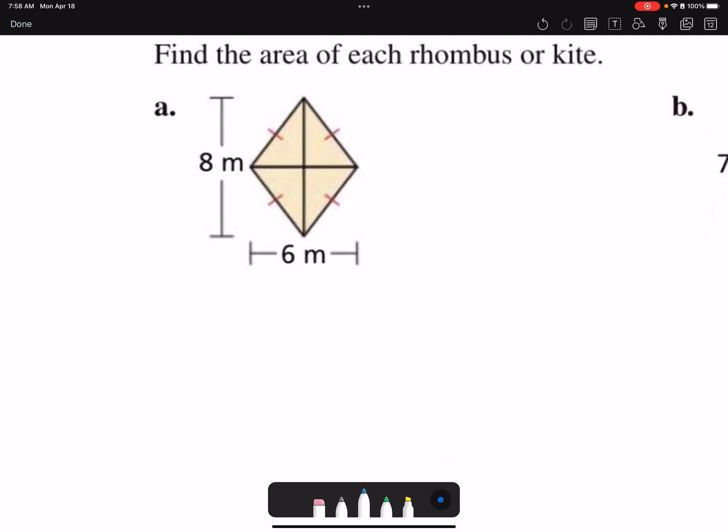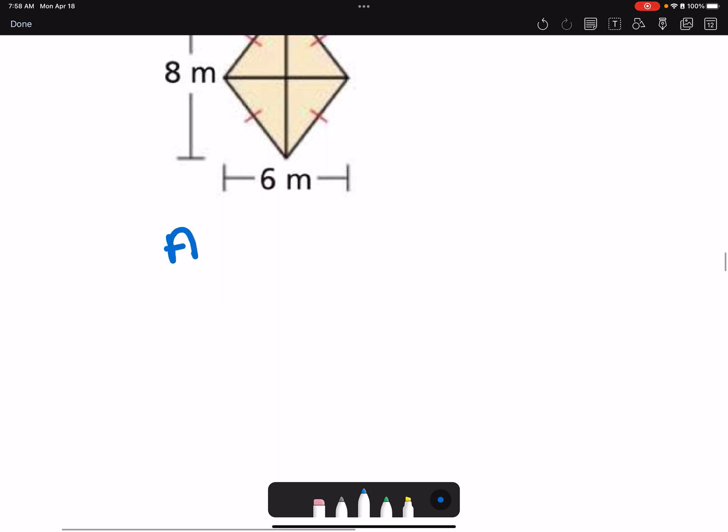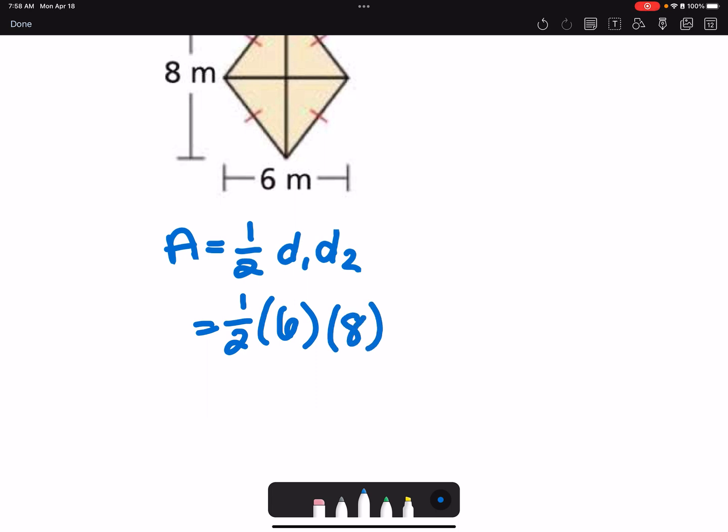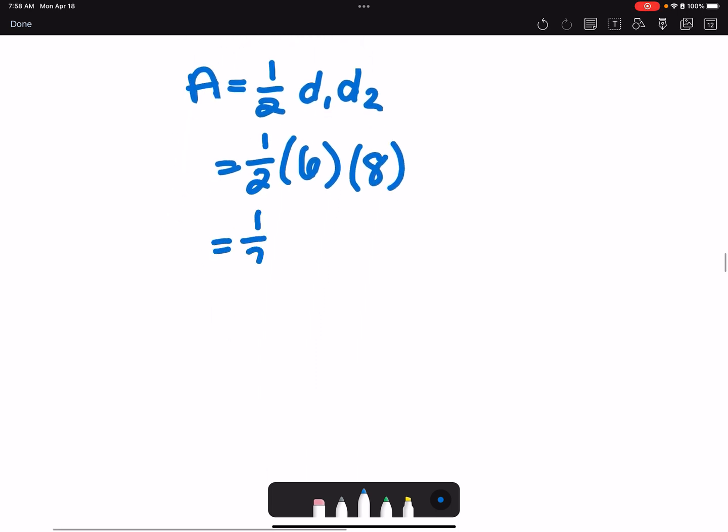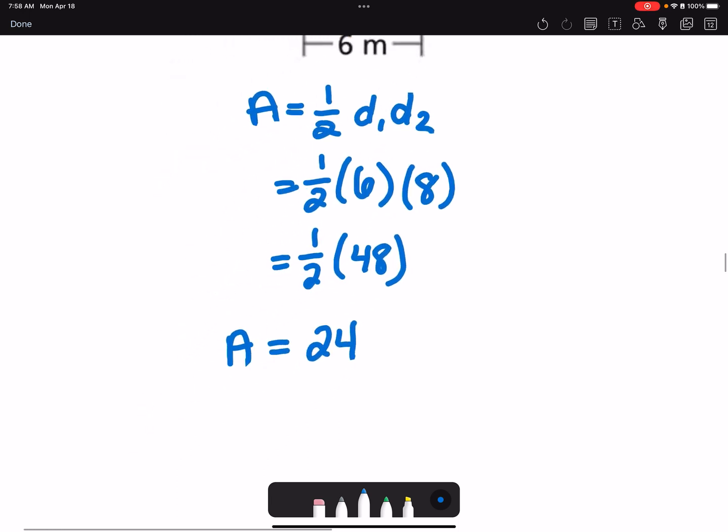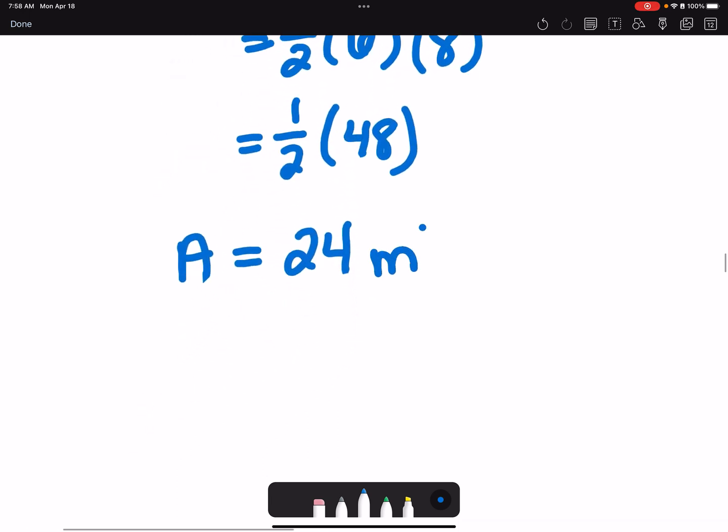So this first example, one thing that you need to know about the diagonals is they are interchangeable. It does not matter which diagonal you use as diagonal 1 or diagonal 2. So my area is going to equal 1/2 diagonal 1 times diagonal 2. So I'm going to have 1/2 of 6 times 8. 1/2 of 6 times 8 is 1/2 of 48, which gives me as the area 24 meters squared.